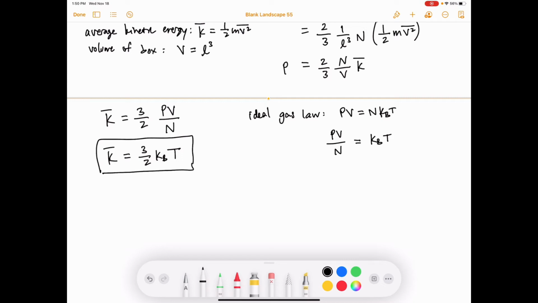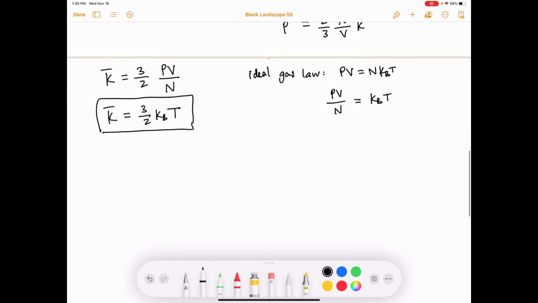And that's the big result that I wanted to derive for you, because it's a relationship between the average kinetic energy of the molecules that make up the gas, and it relates that to the temperature. Everything else is just constants. So what this is telling us is the temperature is directly proportional to the kinetic energy that the molecules have. The higher their kinetic energy, the higher the temperature.